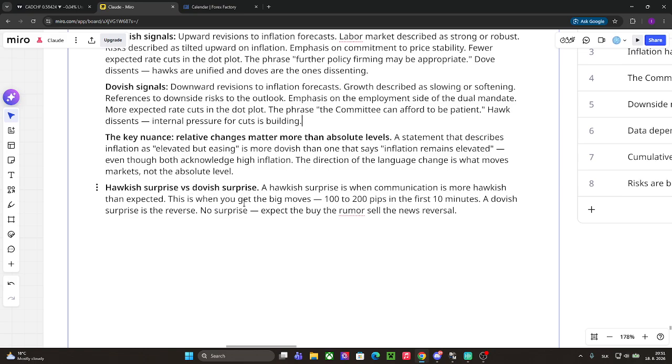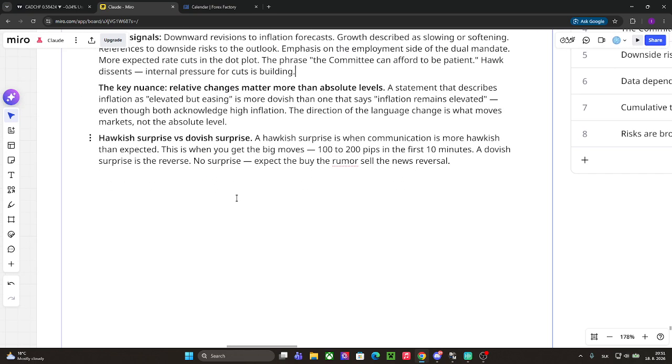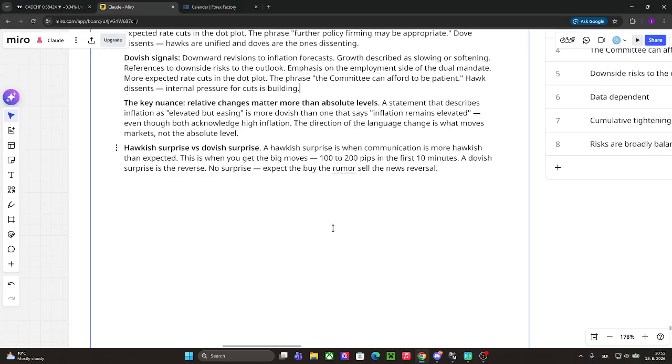Hawkish surprise versus dovish surprise. A hawkish surprise is when communication is more hawkish than expected. This is when you get a big move, 100 to 200 pips in the first 10 minutes. A dovish surprise is the reverse. No surprise? Expect the buy the rumor, sell the news reversal.